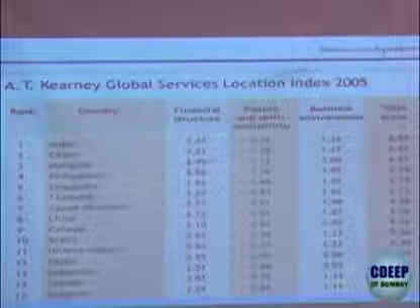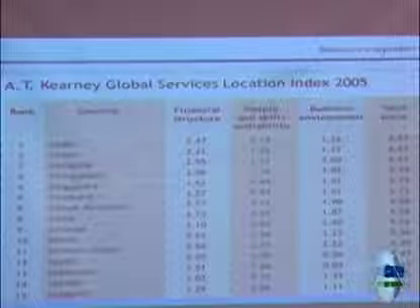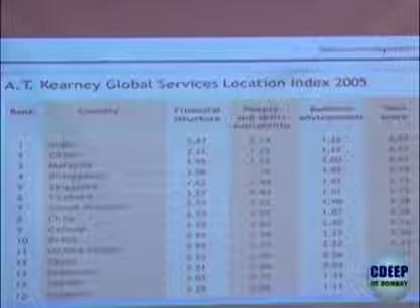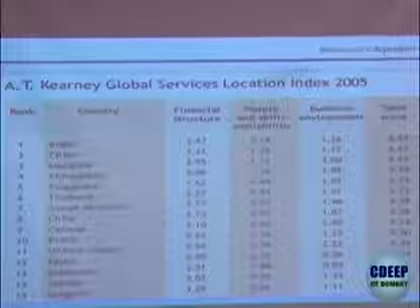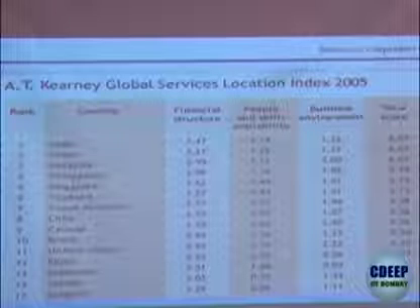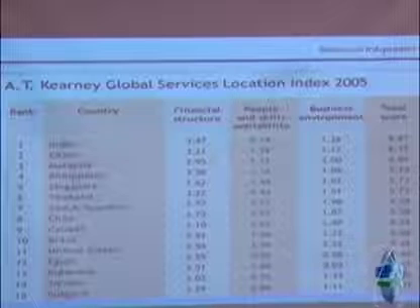The index is mainly on the financial structure, on people skills and availability, and on the business environment for growth. This is done by ATK. These are the three index categories. This is the consulting firm which conducts this for their business development program, and they consider these three indexes primary for the growth of knowledge industries. They rated these three and compared India with the other countries.